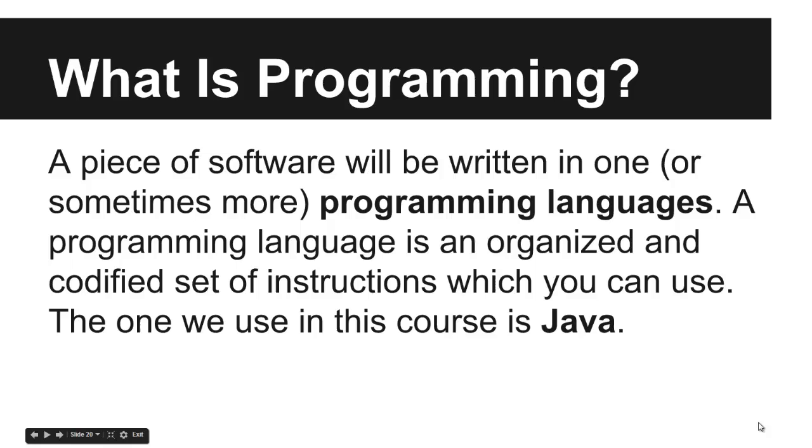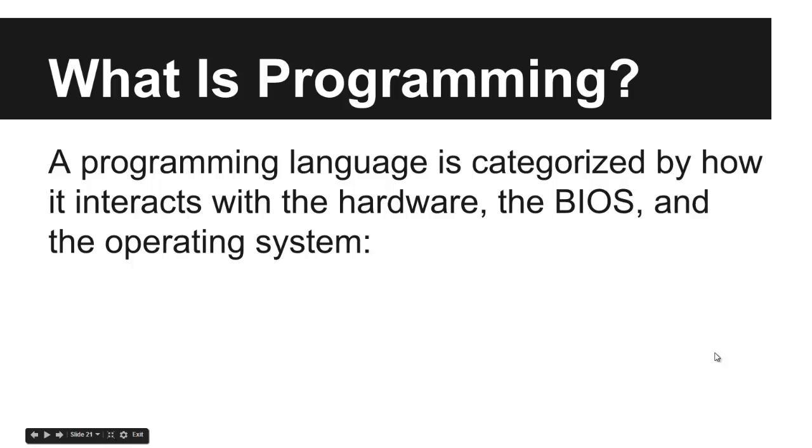As a brief overview, when we're programming, we're going to write our software in one or sometimes more programming languages. And a programming language is an organized and codified set of instructions which you can use to create software. The programming language we use in this course is Java, which we'll talk about in a bit. Now, programming languages are categorized by how they interact with the hardware, and more to the point, by how much decision-making the programmer is expected to make with regard to the fine-tuned details of it all.